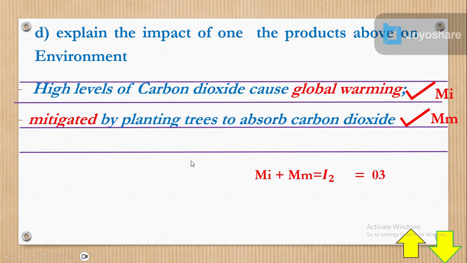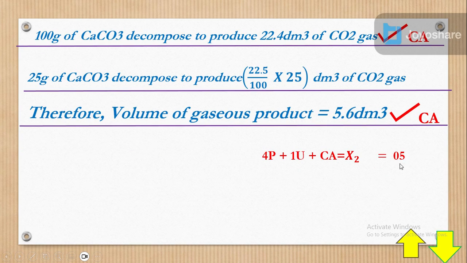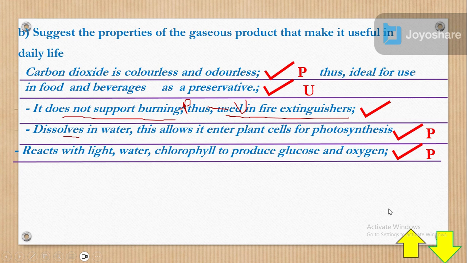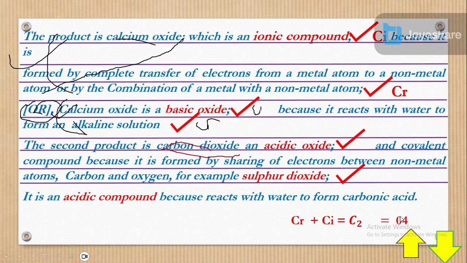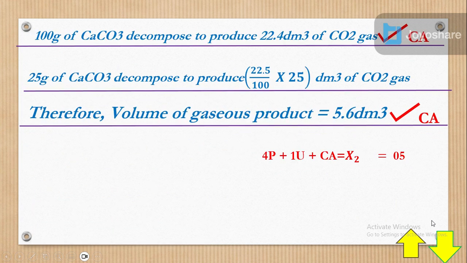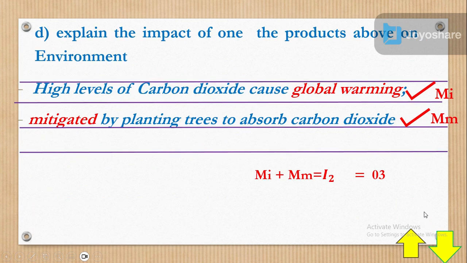Now when you combine, you get 3, and realize that the total score on that question is 12. We have 3 plus the 5, that's 8, plus the 4, that gives you 12 marks. And that marks the end of that question.